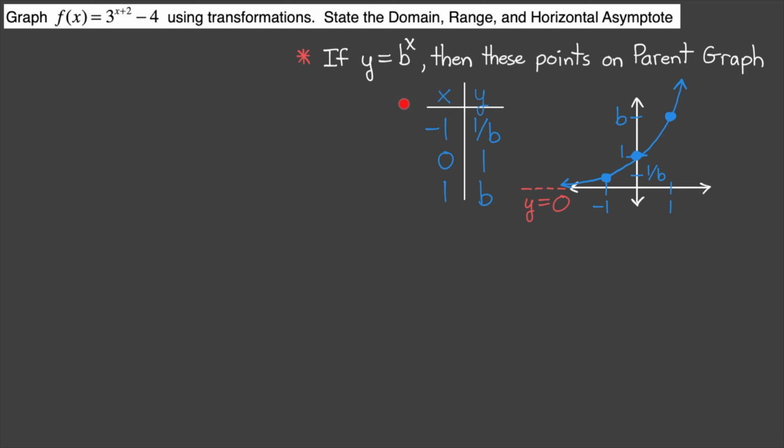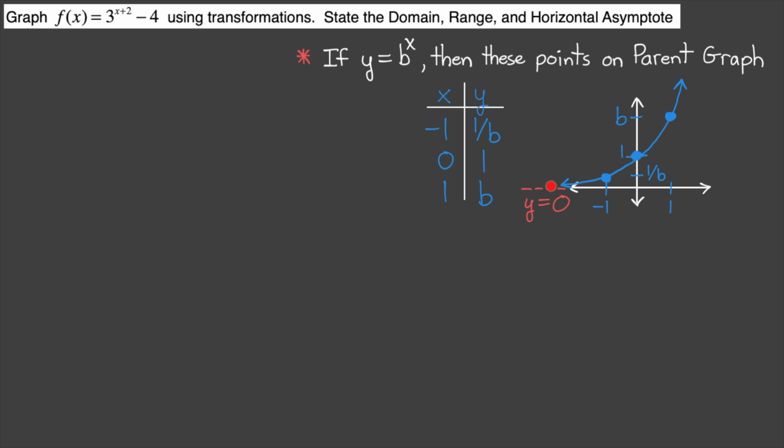Here's some information about how to graph a parent graph. So if you have y equals b to the x, then these are the points on the parent graph. So we have negative 1, 1 over b, 0, 1, and 1, b. All three of those points are here. And notice this graph is an exponential graph.